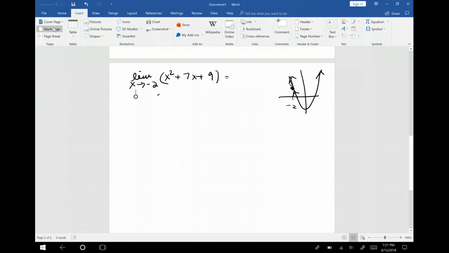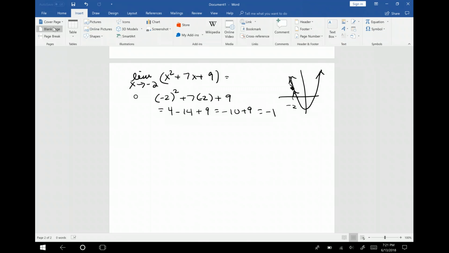If we input negative 2, we have negative 2 squared plus 7 times negative 2 plus 9. And then we're just going to calculate what that is. So that's 4 minus 14 plus 9. So negative 10 plus 9. So negative 1. So we're just saying when x is getting close to negative 2, what is our y value going to be equal to? So that's just a really simple example because you're just inputting that.